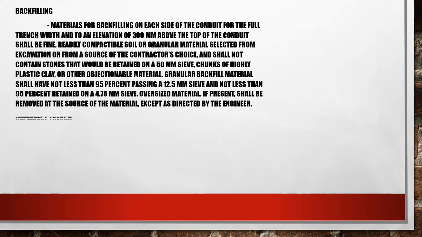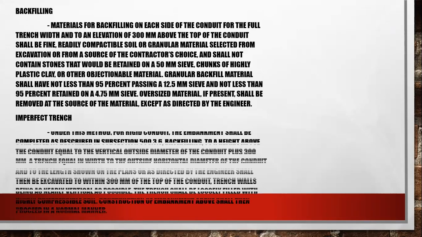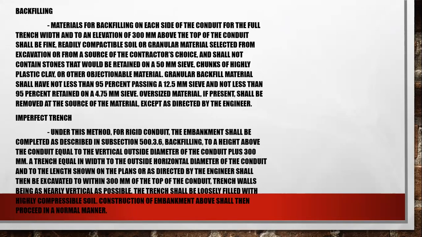Next is the imperfect trench. For the word imperfect, it means not perfect. If the trench is imperfect, you should do this. Under this method, for the rigid conduit, the embankment shall be completed as described in subsection 500.3.6, backfilling to a height above the conduit equal to the vertical outside diameter of the conduit plus 300 millimeters.